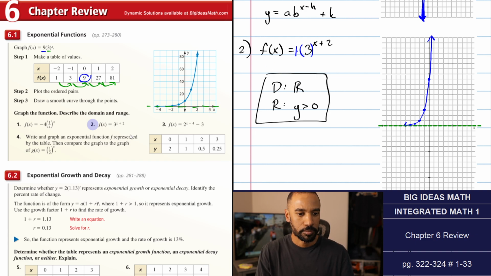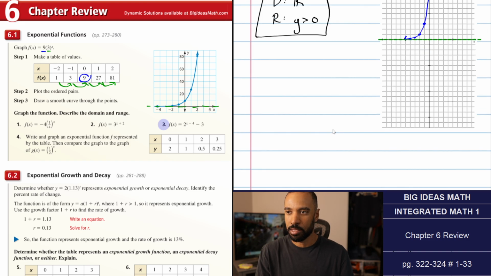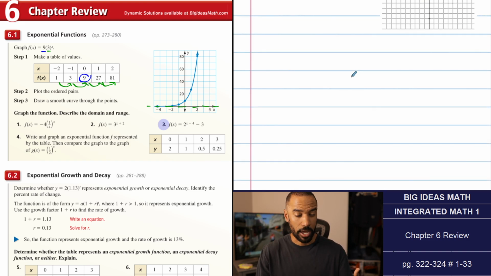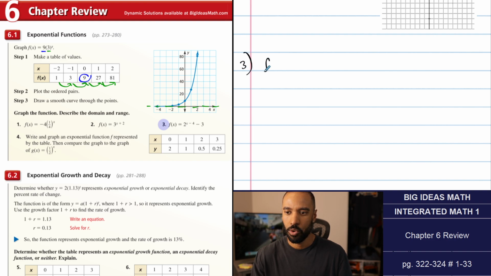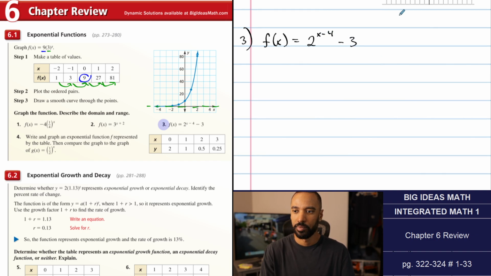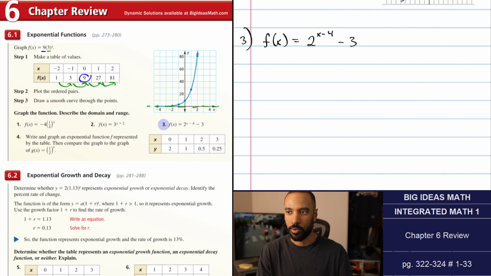Number 3, we have the same thing when it comes to a. The missing a value means the a is 1. Keep that in mind for this problem. But there is an h, there is a k. We have a couple things going on on that front. This is 2 to the x minus 4 power minus 3. Once again, the a value is 1. I'm not going to actually write it. Let's just keep that in mind when it comes to what we do.